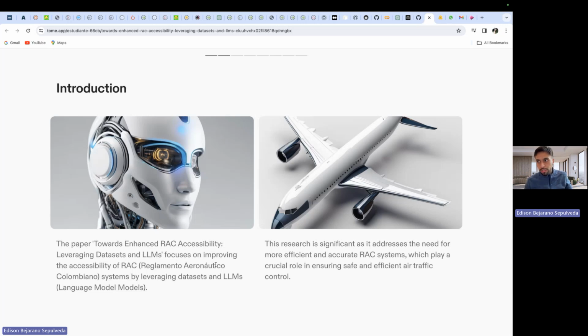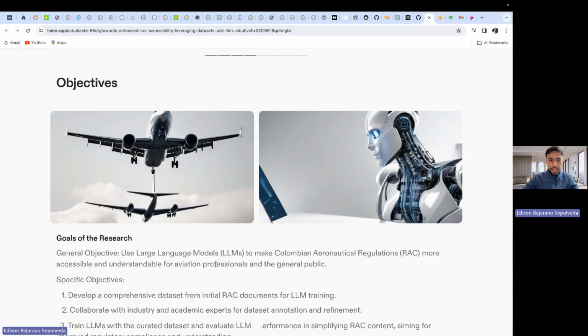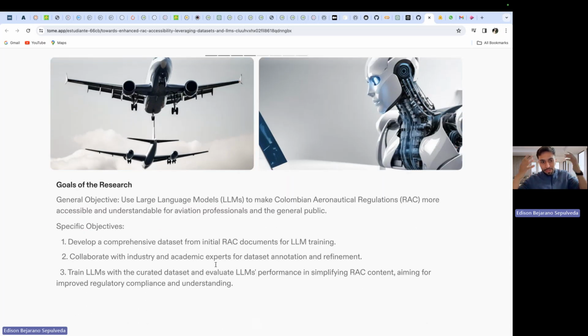Maybe it's complicated for us who are not from the field to understand. For example, if you want to sell some snacks to airlines, it's going to be very complicated to know what the process is for that, but you need to follow the regulation. So with that in mind, we got a big motivation, and it was to improve the accessibility of that information from the RAC. We asked: what if we use large language models to make Colombian aeronautical regulation more accessible and understandable for aviation professionals and the general public?